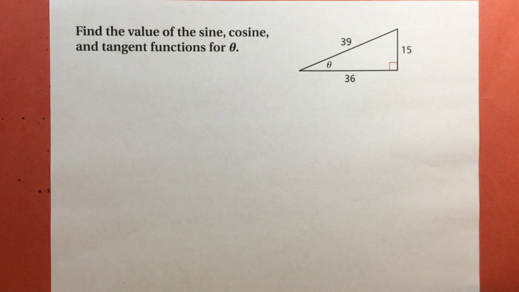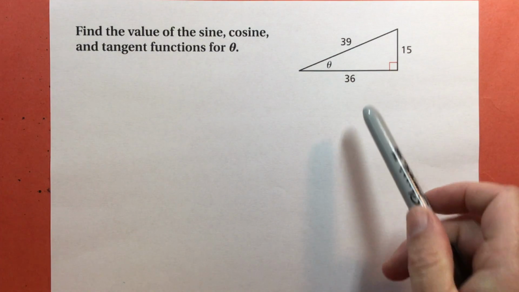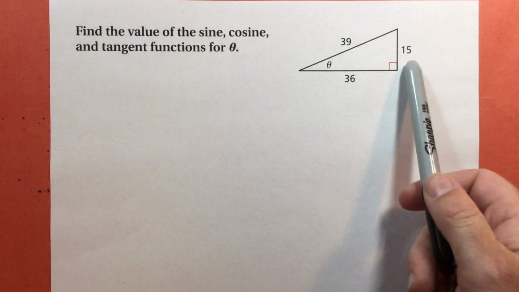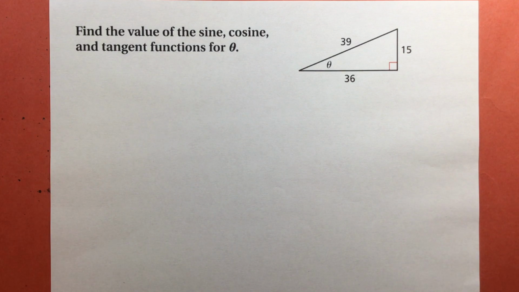All right, so I have this triangle. And again, this triangle is a right triangle. You can use the Pythagorean theorem to figure these out. 36 squared plus 15 squared equals 39 squared. Pause the video and do that with your calculator if you want to.